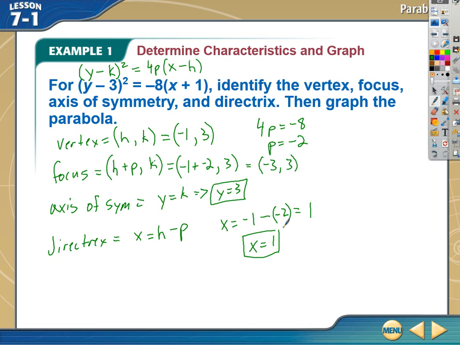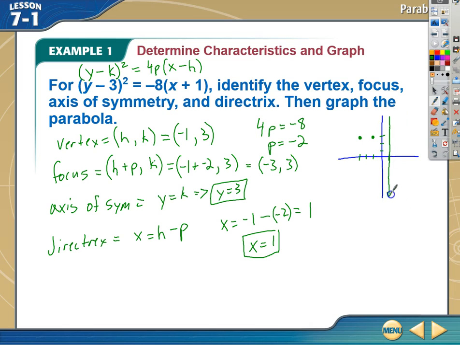And that's how you pull all the information that you want. As far as graphing it, I can come over here off to the side. They say to graph it, and I put in my information. Vertex, negative 1, comma 3. Here's negative 1, comma 3. 1, 2, 3. That's my vertex. I know that my focus is at negative 3, comma 3. They tell me my axis of symmetry is y equals 3. Well, I already knew that, but the main important one is the directrix of x equals 1.